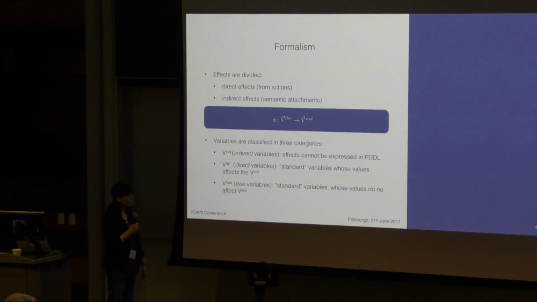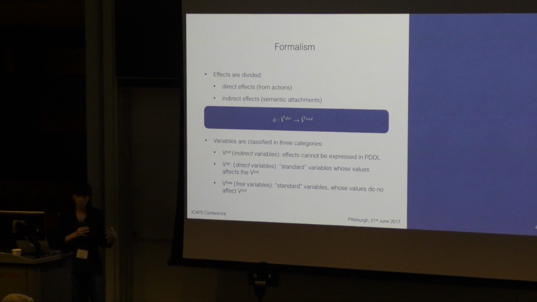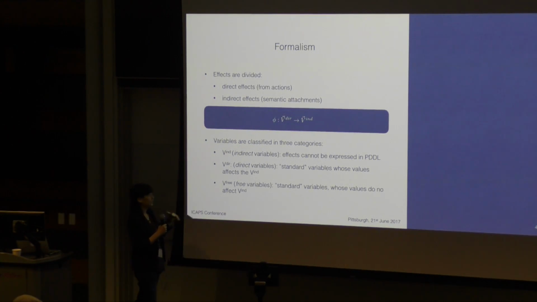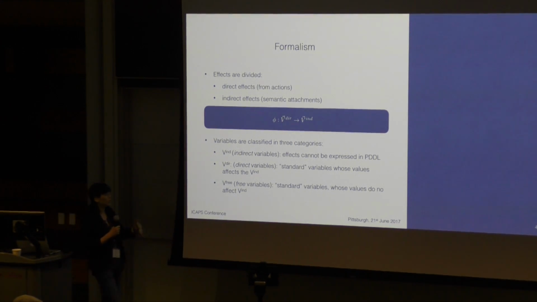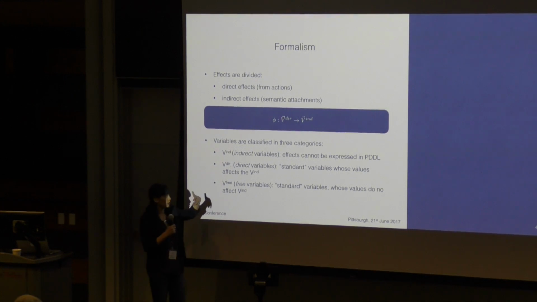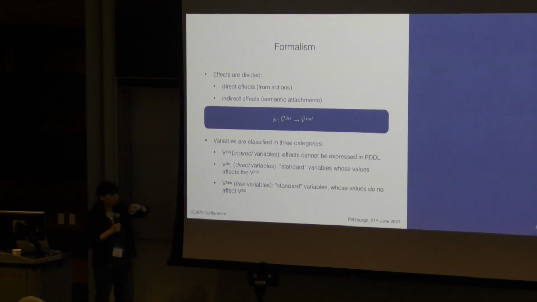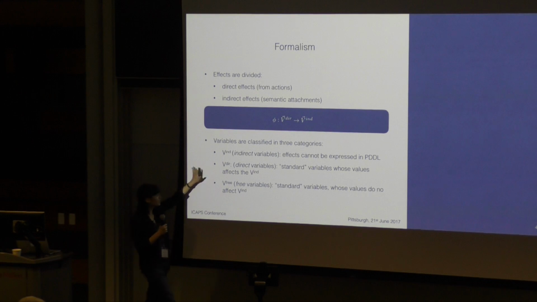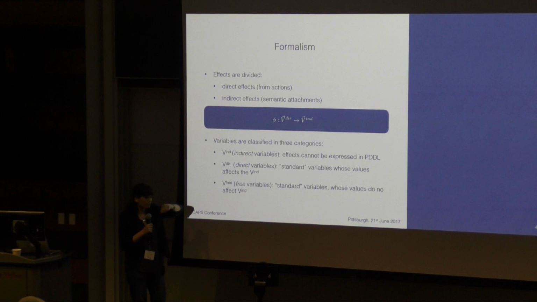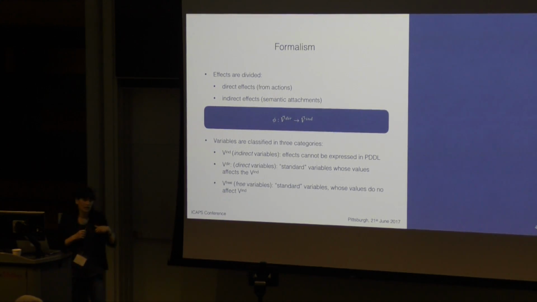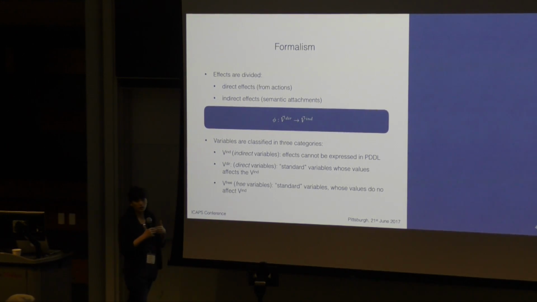So in our framework, we call semantic attachment a function between a subset of variables in our domain that maps to another disjoint subset of variables that we call indirect effects. So basically there are three types of variables: the indirect variables that are calculated by these semantic attachments, and then the standard variables, which are divided into direct effects, that are the variables that, once changed, trigger these semantic attachments, while the variables that don't have any impact on semantic attachments are called free variables.